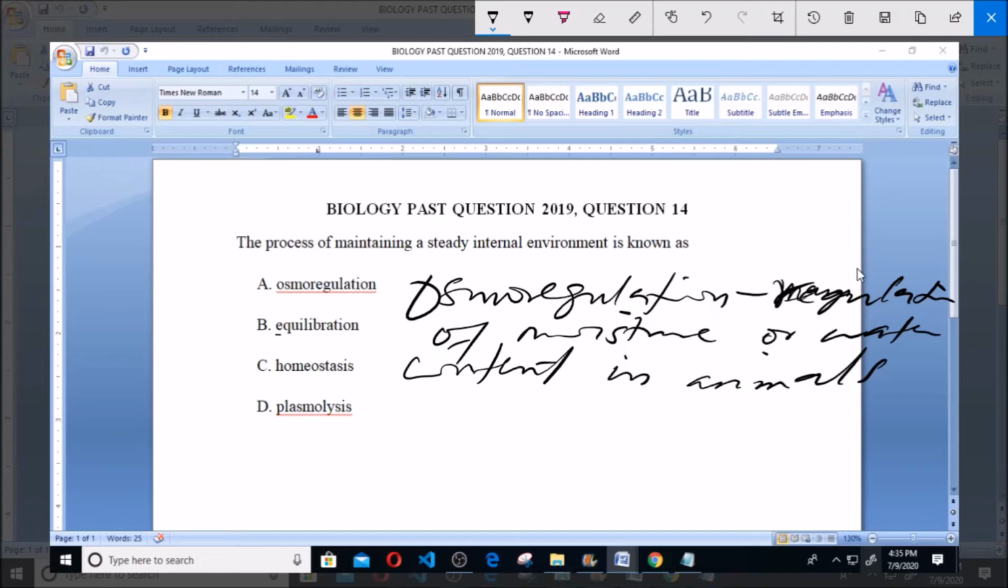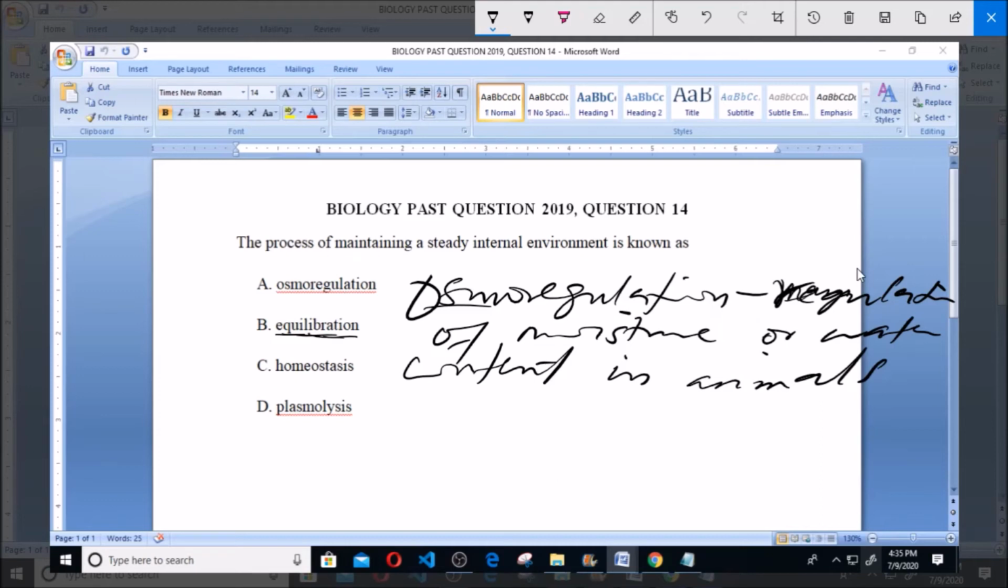Equilibration, actually I don't know what this means. This is not even a correct word. We have homeostasis. Now homeostasis refers to the maintenance of a steady internal environment in living organisms. Now osmoregulation here is a type of homeostasis.